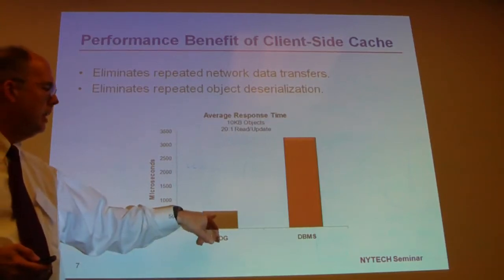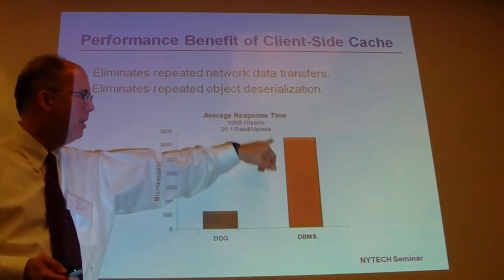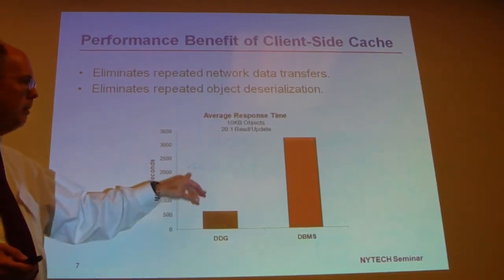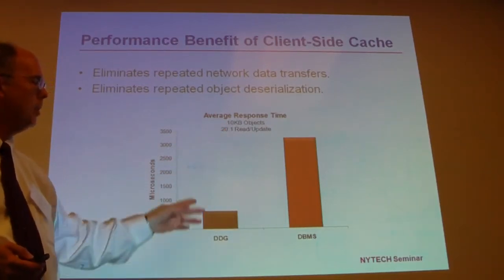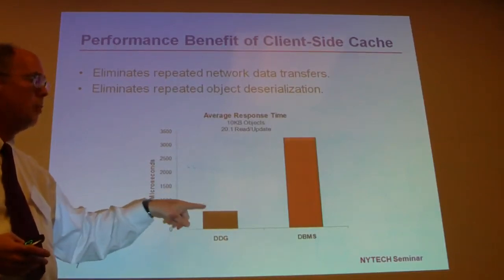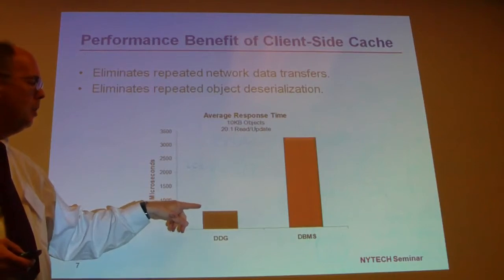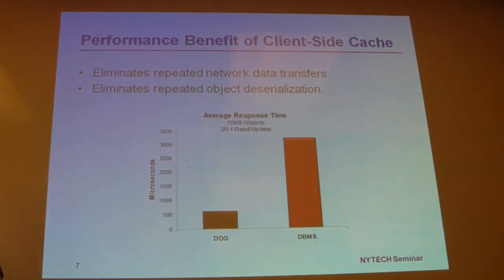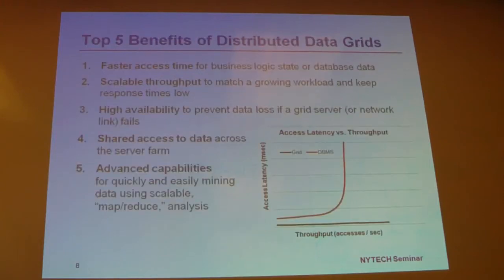If you compare accessing data in the grid to accessing it from a database server, you get like a 6x improvement when you have a 20-to-1 read-to-update ratio. The client-side cache is only good for repeated reads. And this is a really strong benefit, and it shows you the power of using an in-memory grid with an integrated and coherent client-side cache. So that's just an example.